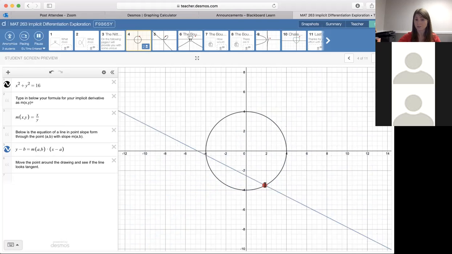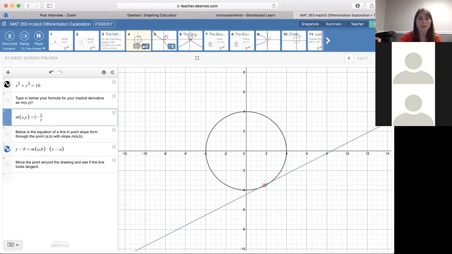Pretty simple check. Now, this part, the x over y, is all you had to fill in on this slide and actually the next slide. On some of the other slides, you've got to just retype this part, the y minus b equals m times x minus a, or m of a b times x minus a. So I'm just going to put that negative back. Looks better. And let's try our next one.